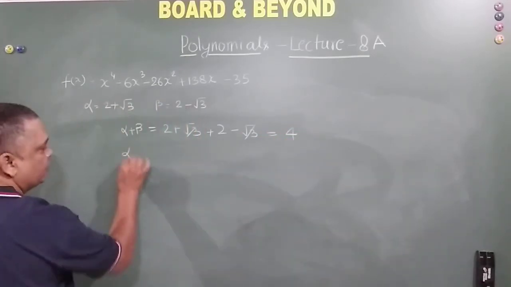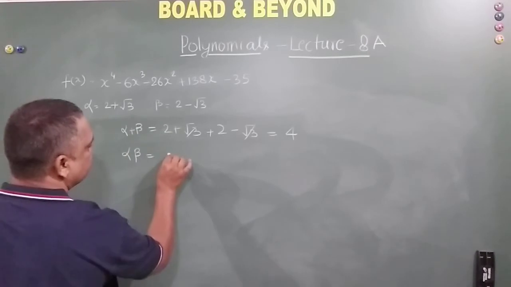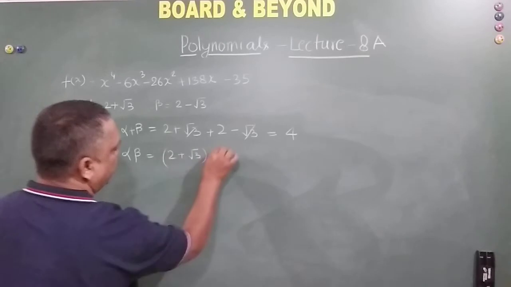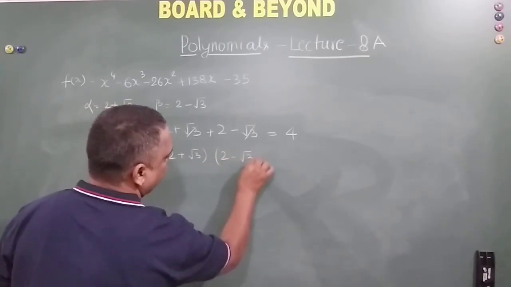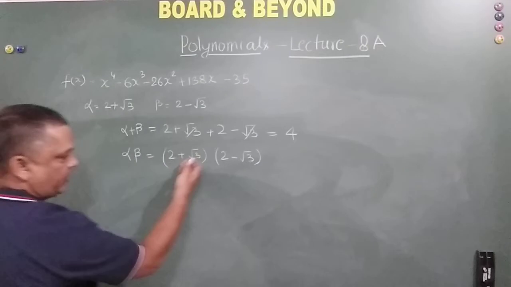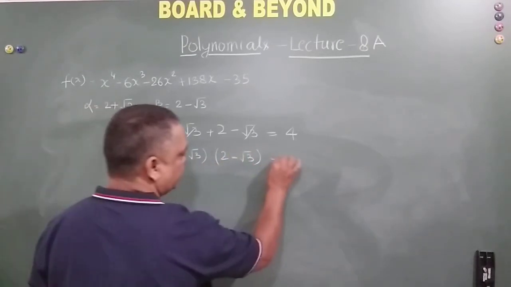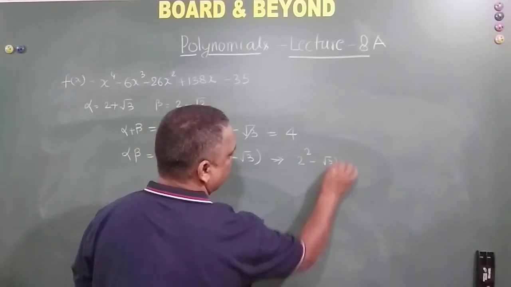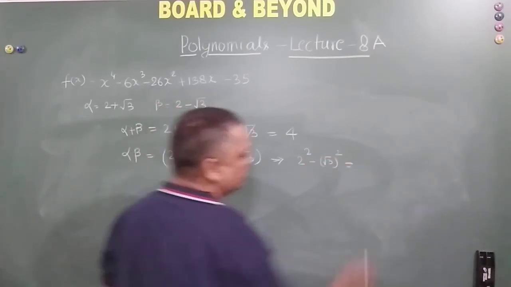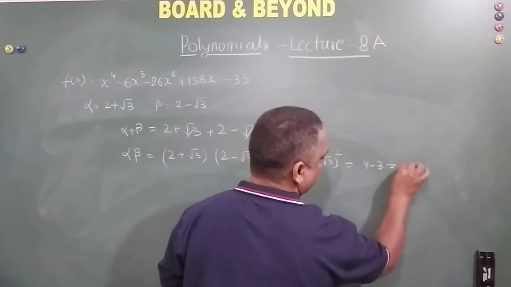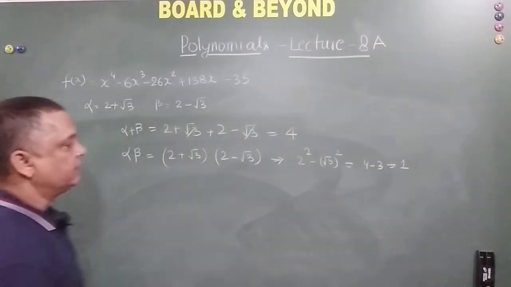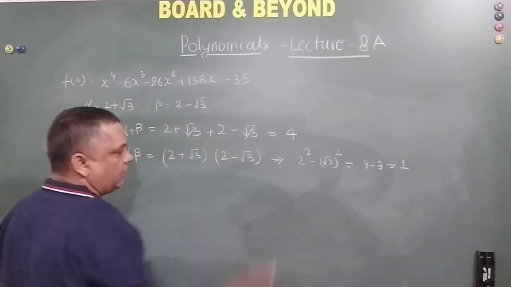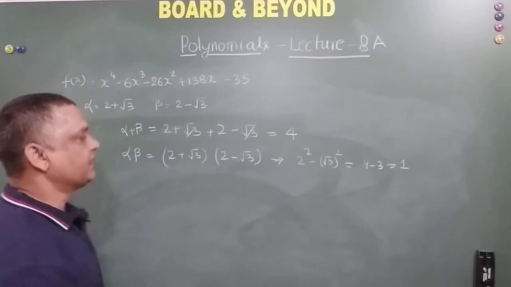Right? We do alpha into beta, that is equal to 2 plus root 3 into 2 minus root 3. This is of the form a plus b into a minus b, which is equal to a square minus b square. So 2 square minus root 3 whole square, which is equal to 4 minus 3, which is also equal to 1. Right? So we have got the sum of the roots and the product of the roots.